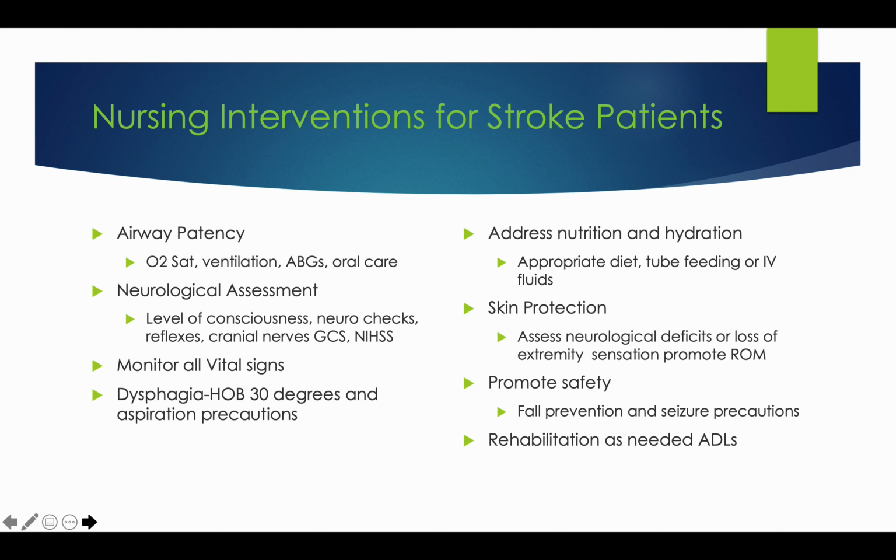We're ongoingly assessing their skin for protection, especially if the patient's having neurological deficits or loss of extremity sensation. You want to ongoingly do range of motion so that they don't have any skin breakdown. You always want to promote safety for the patients, fall prevention, and seizure precautions. And then you're going to assess the patient for rehabilitation as needed with their activities of daily living. If they will be following up going to rehab, they can potentially go home with home physical therapy, go to personal care, or go to a skilled nursing facility.